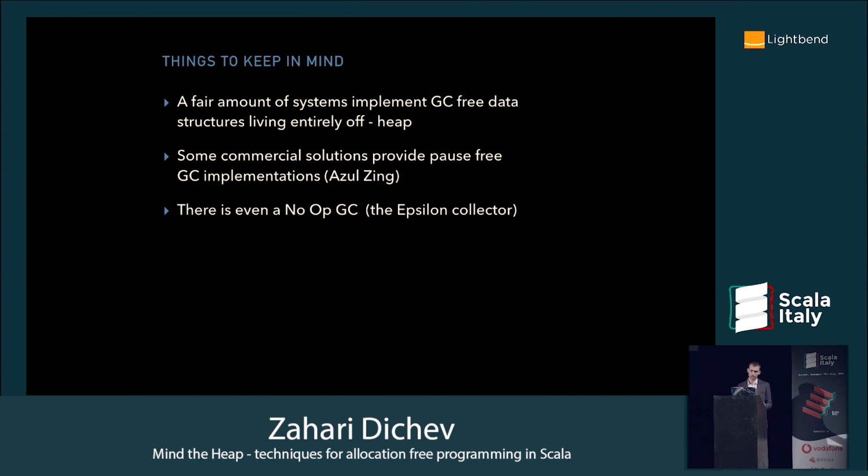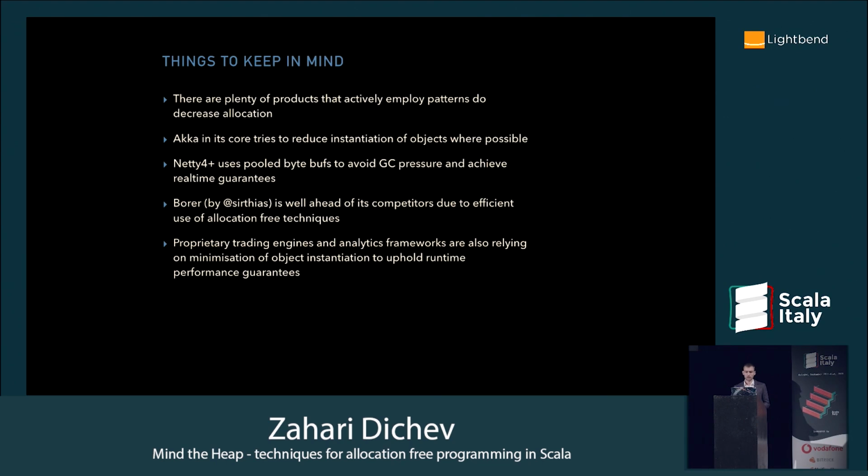Or if you want to validate certain assumptions about your system and you want to abstract yourself away from the cost of GC. On top of that, there are plenty of products that actively employ patterns to decrease allocation. Akka, for example, in its core tries to keep allocations to a minimum. If you go and look into the implementations, for example, of the stream interpreter and all these internal parts of this library, you'll quickly see that these guys are trying really hard to keep allocations to a minimum.